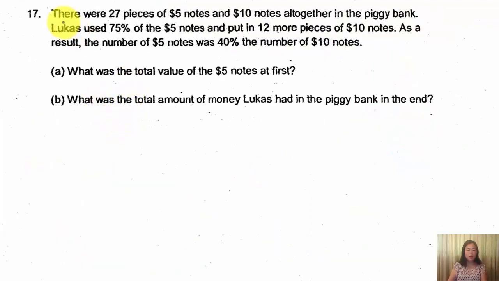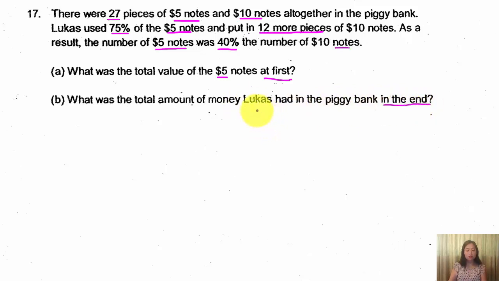Question 17. There were 27 pieces of $5 notes and $10 notes all together in a piggy bank. Lucas used 75% of the $5 notes and put in 12 more pieces of $10 notes. As a result, the number of $5 notes was 40% the number of $10 notes. A. What was the total value of $5 notes at first? B. What was the total amount of money Lucas had in a piggy bank in the end?